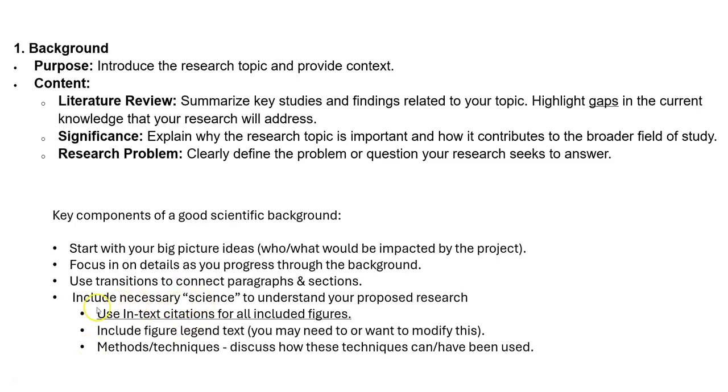Make sure that you're including the necessary science that you're going to maybe be using or proposing in your proposal for your studies that you want to look at. And make sure that you're looking at figure legends, texts, and different techniques. So these are all important ideas. So next slide, I have some information about some of these last bullet points.